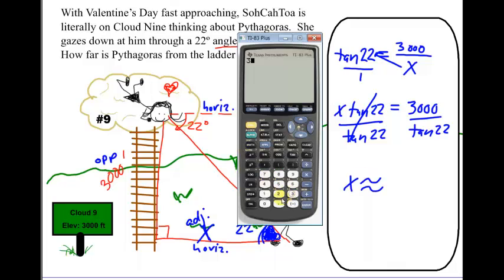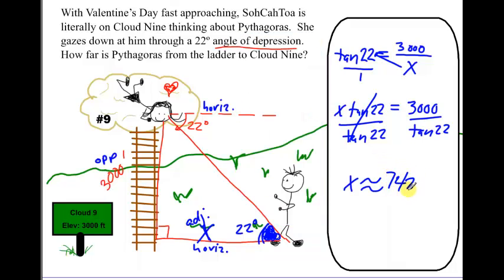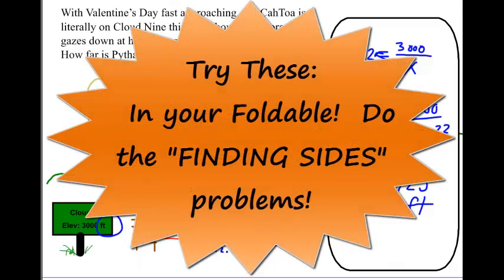All right, let's punch it in. 3,000 divided by the tangent of 22. There's my tangent button. And I get, wow, that's a big number. 74,025. Let's see, this was in feet down here. So this is 74,025 feet. You guys know how big that is? That's about 14 miles, I'm thinking. Poor Pythagoras, he's got a ways to walk. Ah, SOHCAHTOA is worth it. All right, have fun with these. Now, these are on your foldable, so make sure you go there and do this finding sides part.